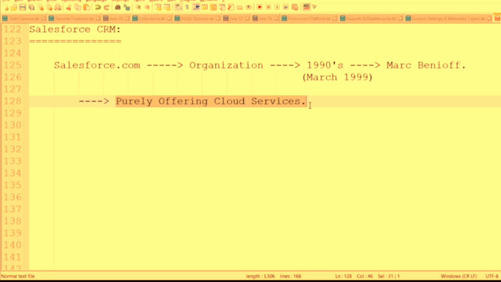We are taking flats on rental basis in the real world to stay with our family. We are taking cars on rental basis to travel from one place to another place. We are utilizing internet access on rental basis. We are taking electricity on rental basis. We are taking water facility on rental basis. So many resources we are taking on rental basis nowadays in the real world. In a similar way, we can take IT resources also on rental basis by contacting this Salesforce.com organization.